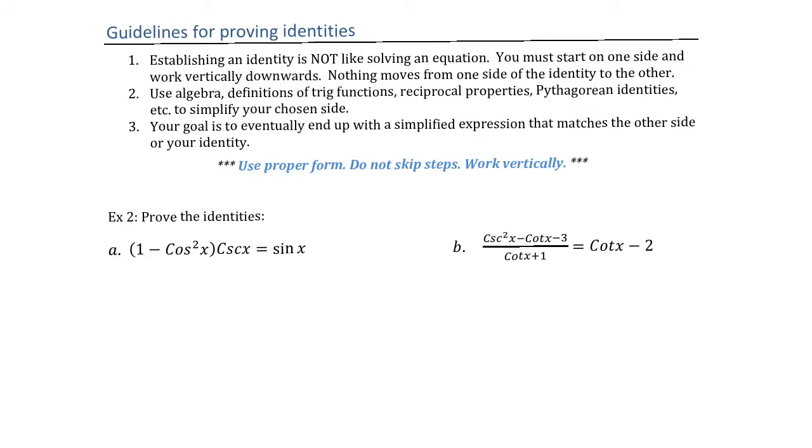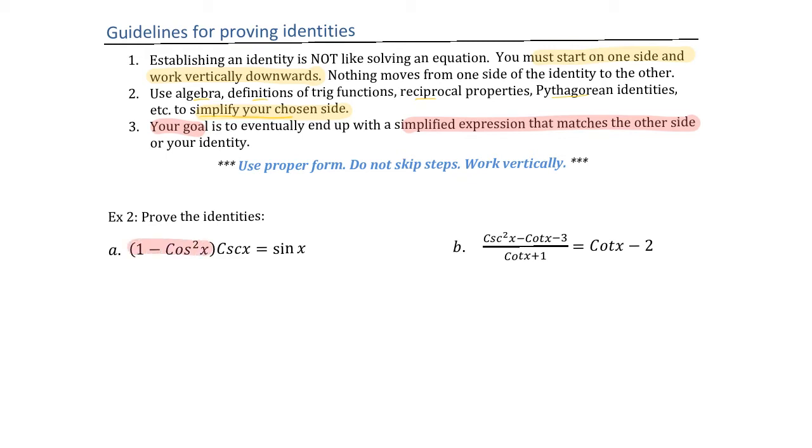What we're going to do is choose a side. We're going to start on one side and work vertically down. It's not like solving an equation. You can't move things from side to side. Instead, on your chosen side, you're just going to use whatever algebra, definitions, reciprocal properties, the Pythagorean identities, whatever you can think of to simplify your chosen side. Our goal is to eventually end up with a simplified expression that matches the other side. That's our goal.